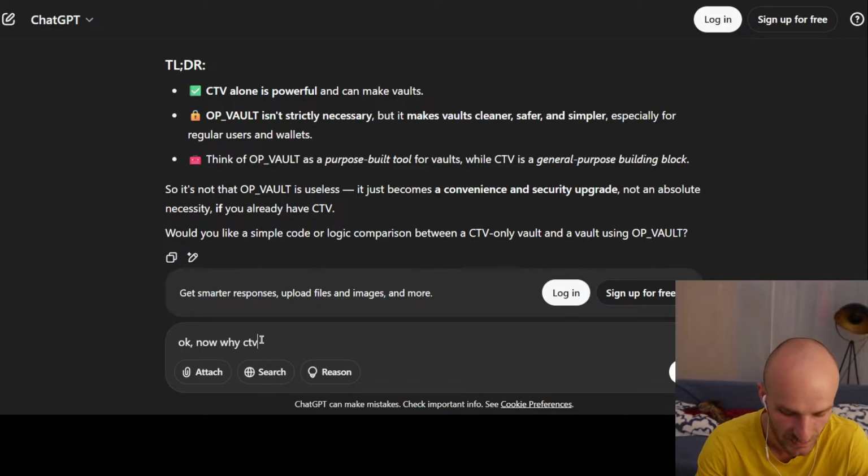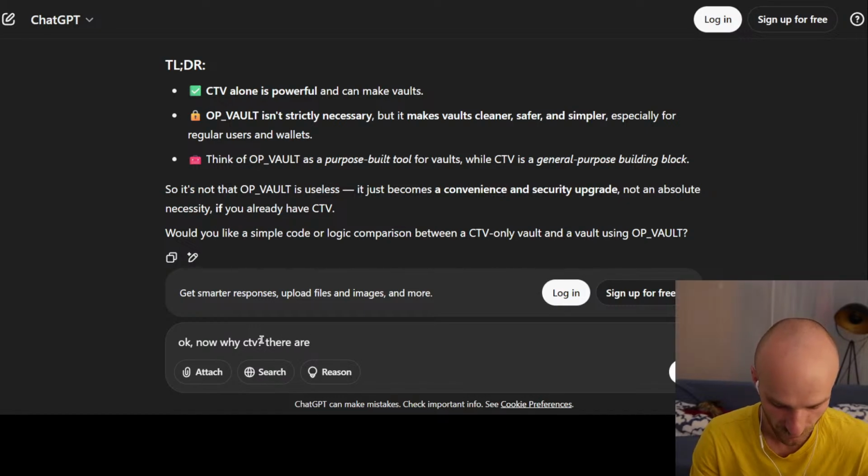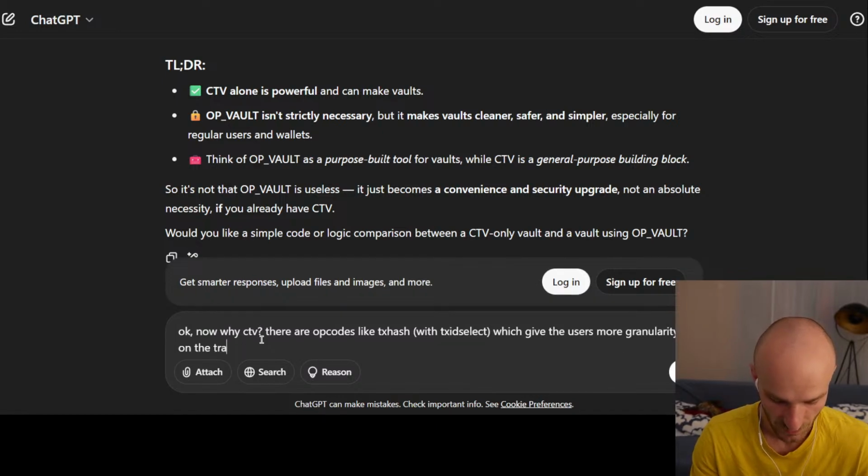Now, why CTV? There are opcodes like TXHASH with TXID selector, which give the users more granularity on the transaction templating. Wouldn't that be a better solution?